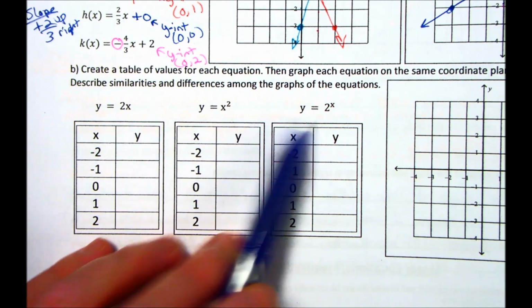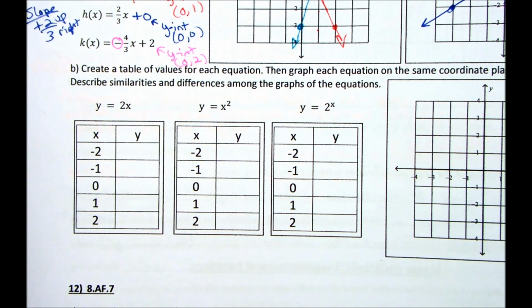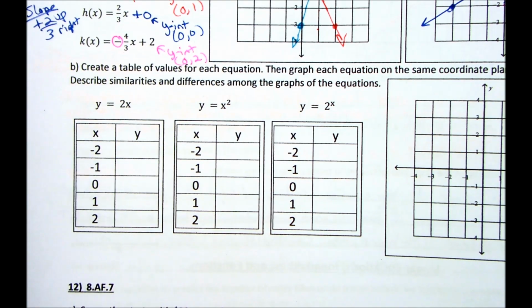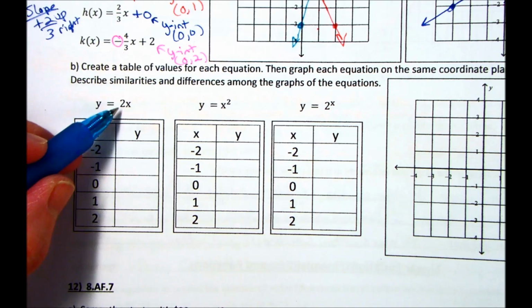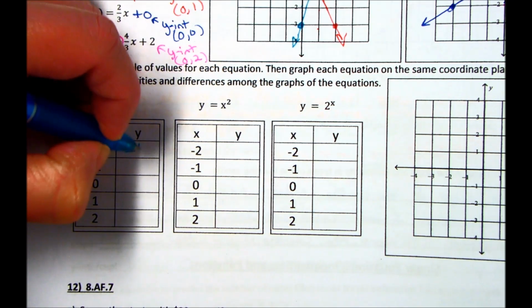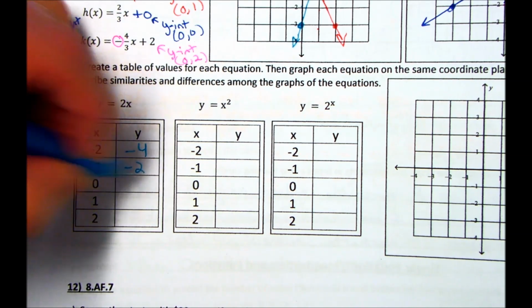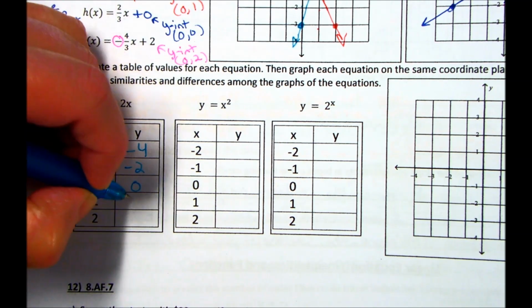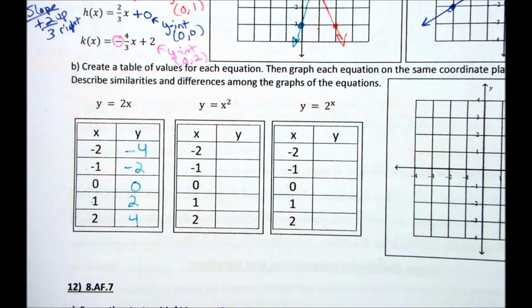So they're all a little bit different, and then we're going to talk about what type of equation each one is. So if you multiply all of the x values here by 2, -2 times 2 is -4, -1 times 2 is -2, 0 times 2 is 0, 1 times 2 is 2, 2 times 2 is 4.